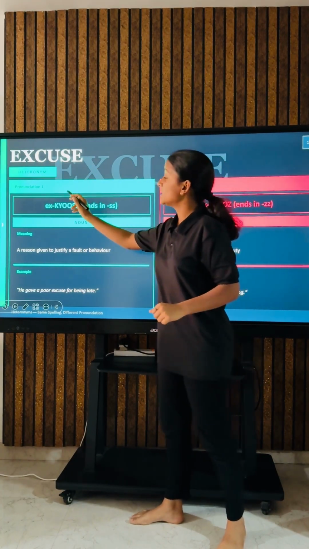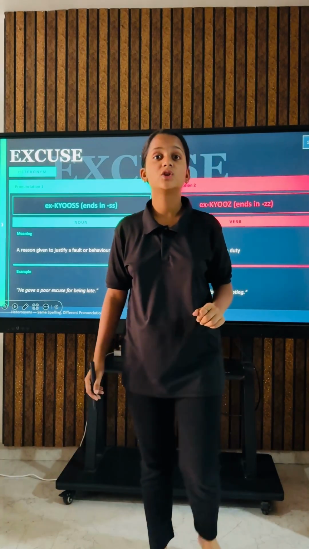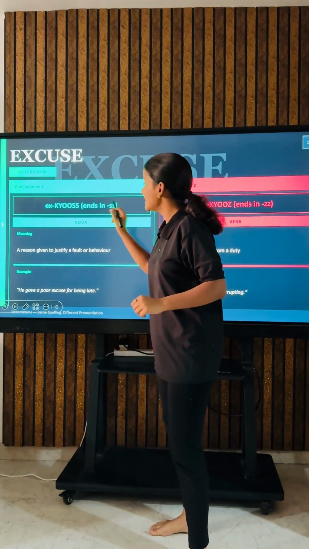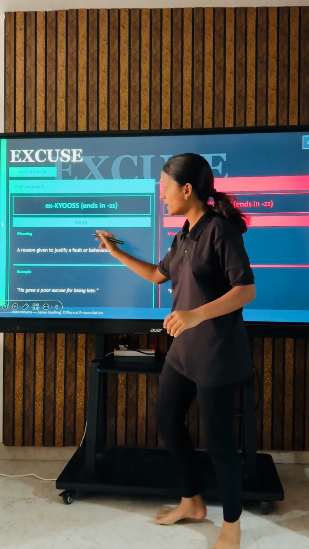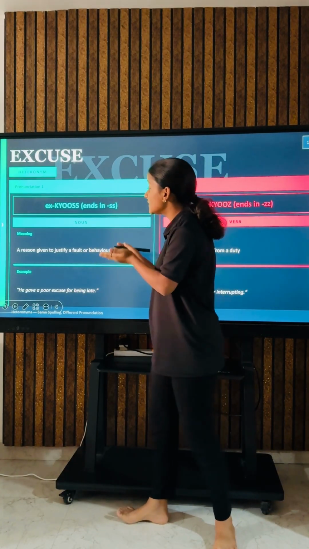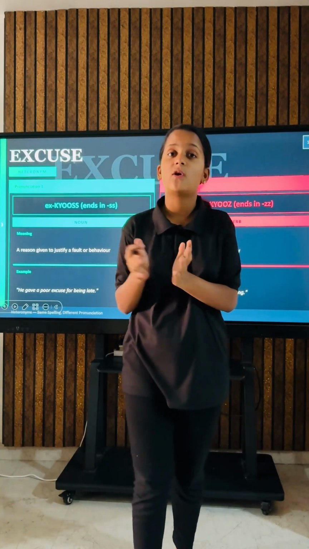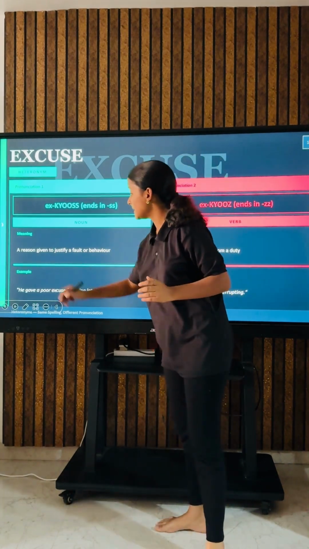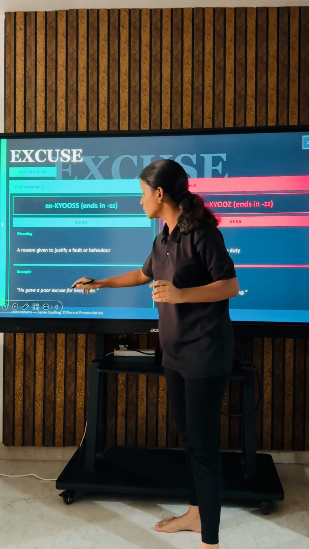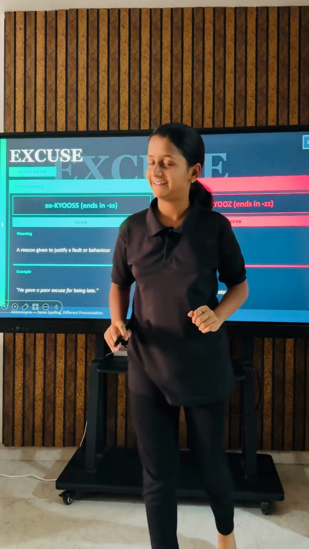E-X-C-U-S-E. There are two pronunciations. First is excuse, ending in S-S. It is a noun. The meaning is a reason given to justify a fault or behavior, a reason you give to justify the fault or behavior you did in the past. Example: he gave a poor excuse for being late.